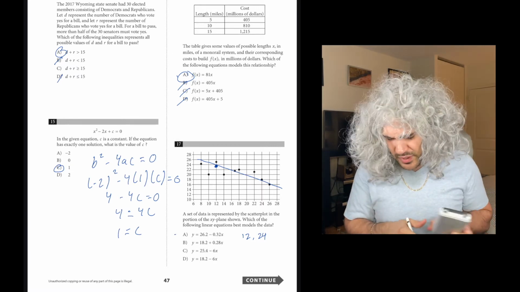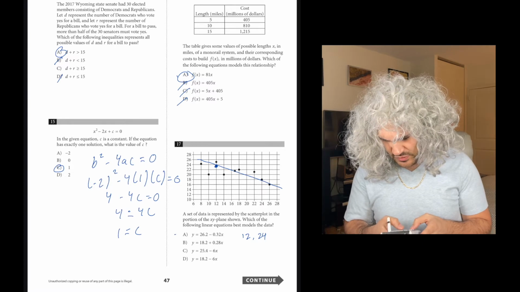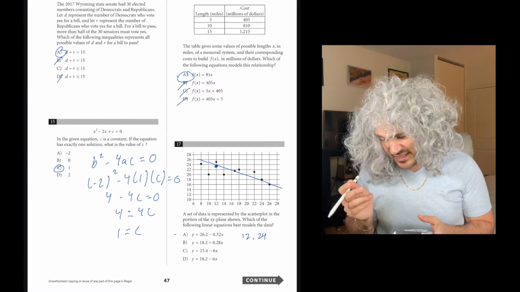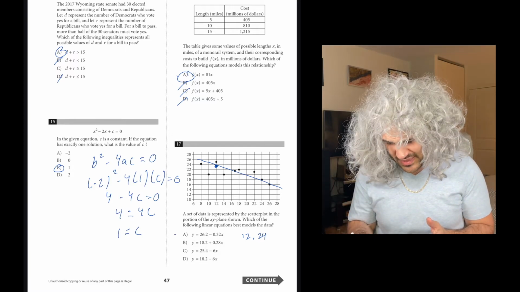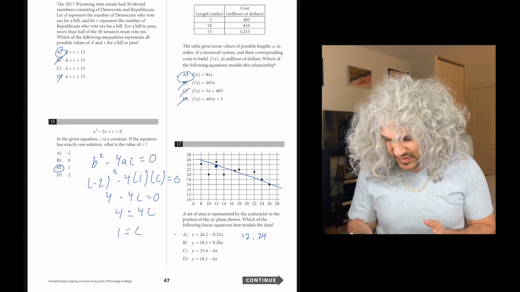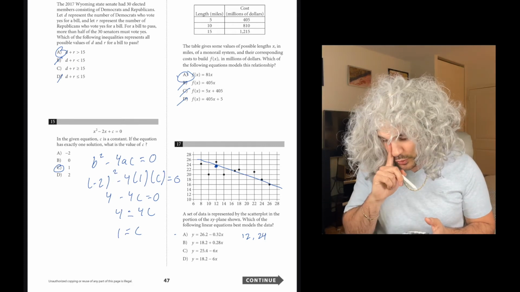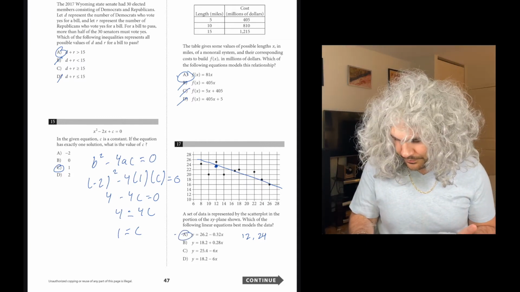B, so if I plug it into B, 18.2 plus 0.28 times 12, that gets us 21.56. I guess it's relatively close, but now it's sufficiently far away, I think. C gets us really far away from it. D gets us super far away from it. So A should be the answer.